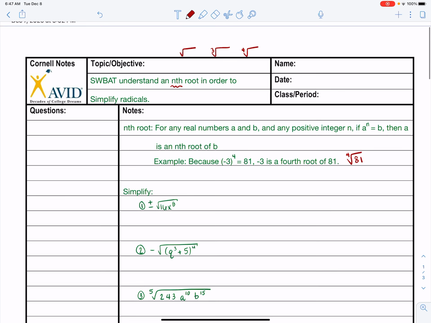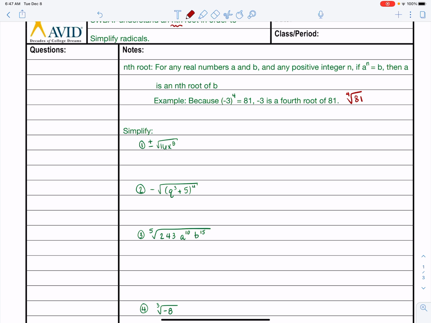So our first example here says simplify plus or minus the square root of 16x to the 8th power. So our answer will be positive and negative because they specified it, because they told us we're going to use both. Now, we know that the square root of 16 is 4. Okay, and x to the 8th power, the square root of x to the 8th.